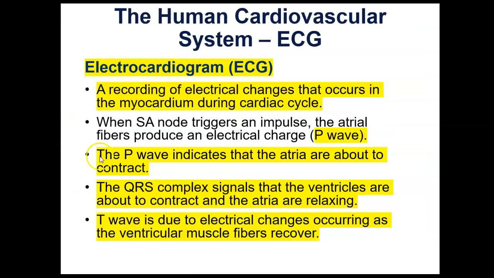So, and here are the notes on that. The P wave indicates the atria are about to contract. The QRS signals that the ventricles are about to contract. And at the same time, the atria are relaxing. And the T wave is due to electrical changes occurring as the ventricular muscle fibers recover. So it signals that the ventricles are about to relax.